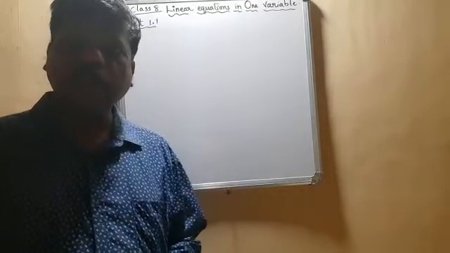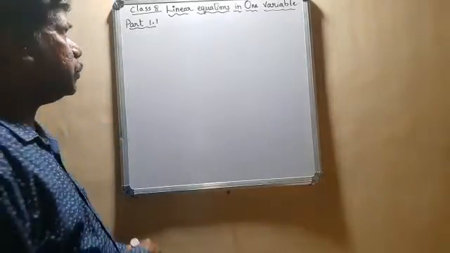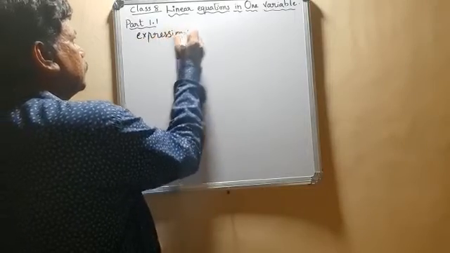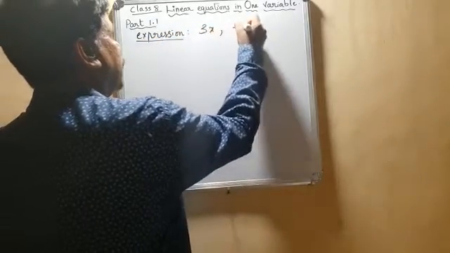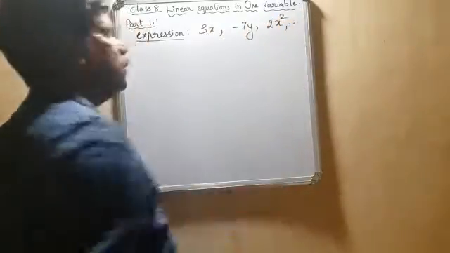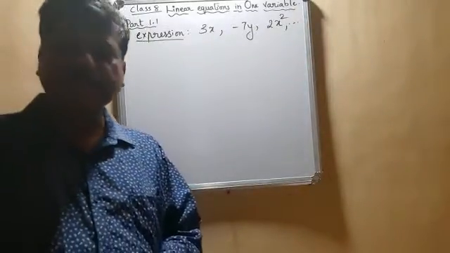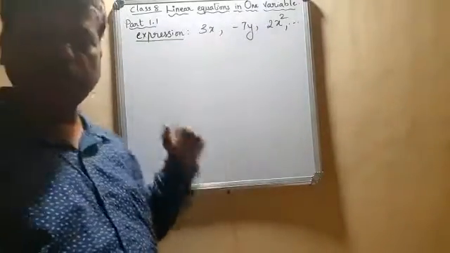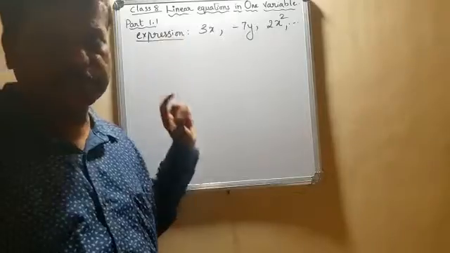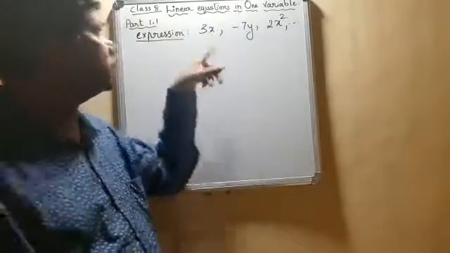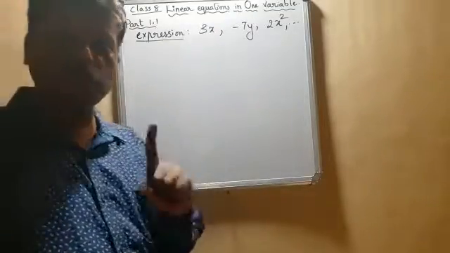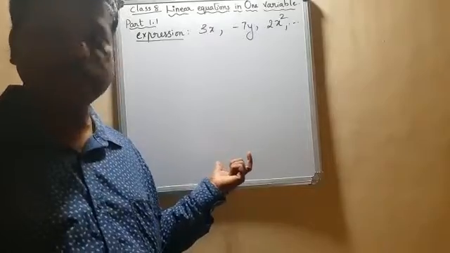We know what is an algebraic expression, right? Expressions like this: say 3x minus 7y, 2x square, etc. So these are algebraic expressions. Here there is a variable x and there is a constant 3 multiplied with x. So 3 into x, here 3 is the numerical coefficient and x is the variable. So this together becomes one term, and it is called an algebraic expression.